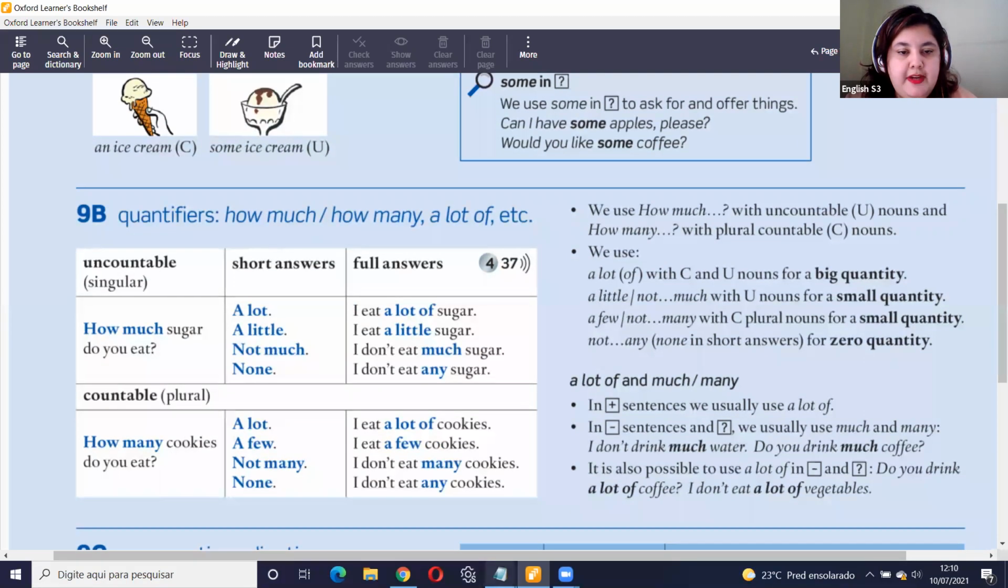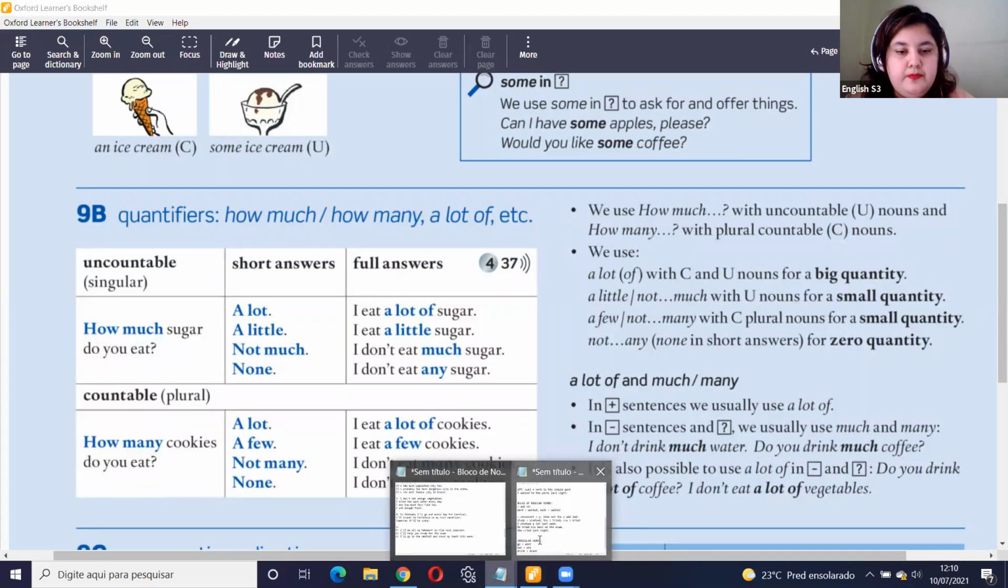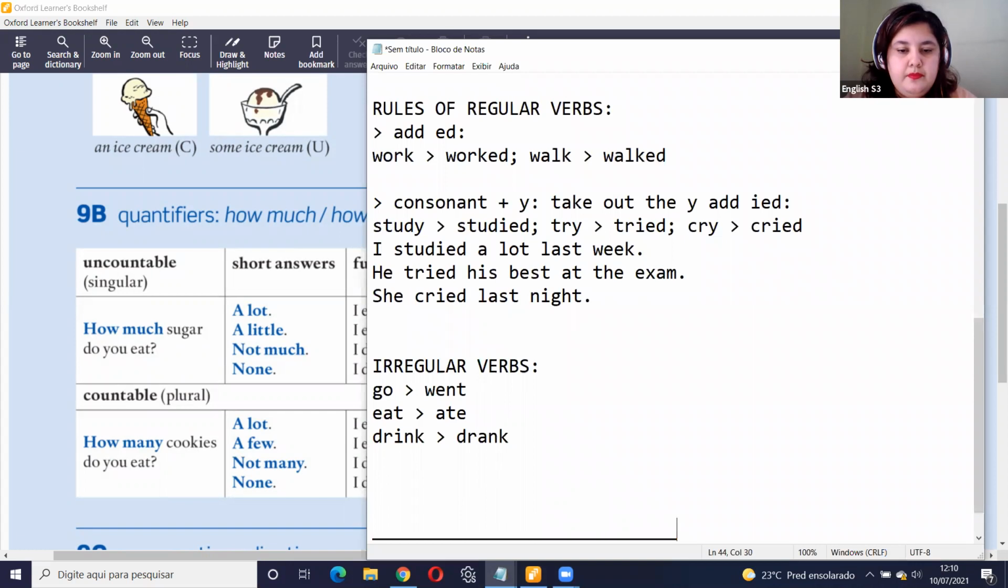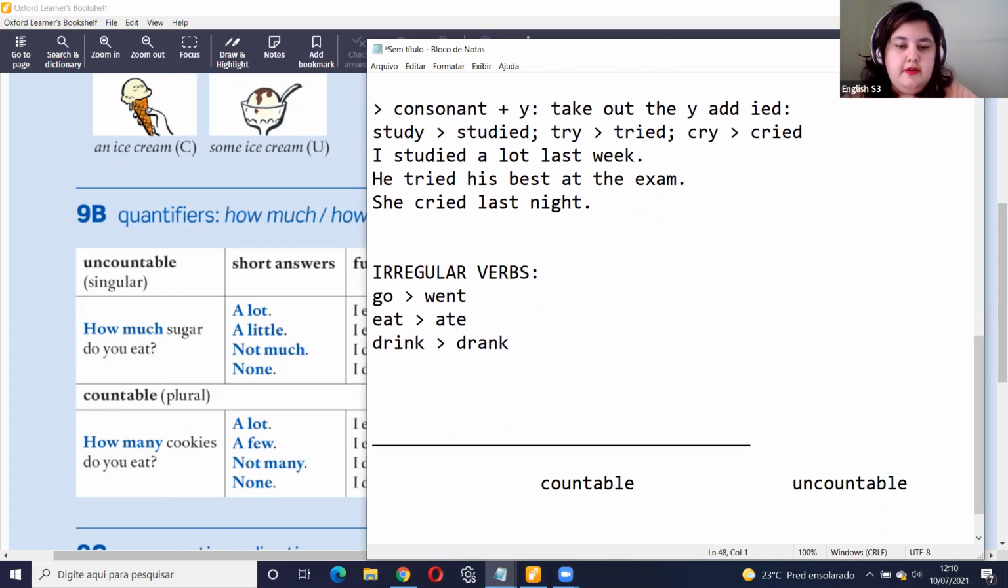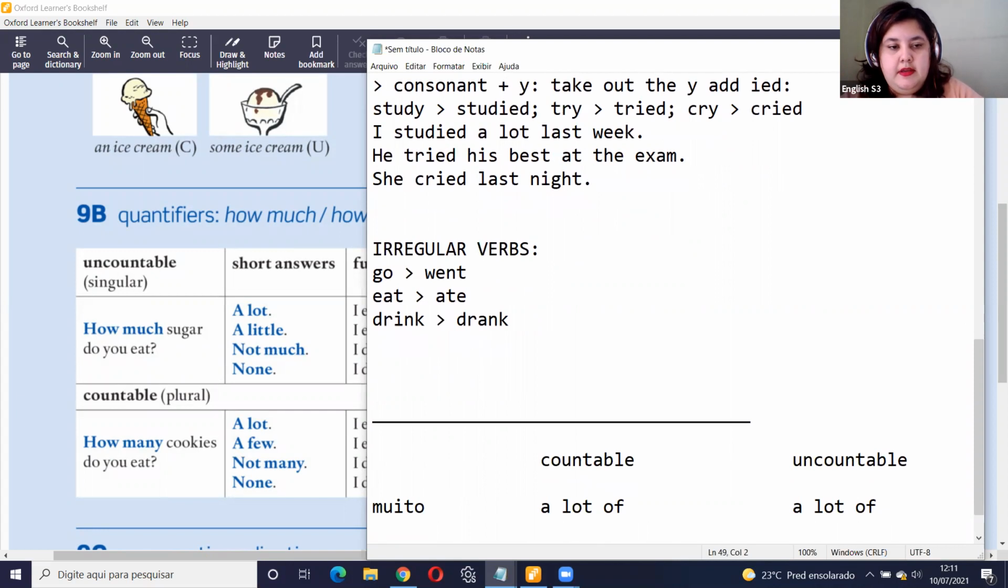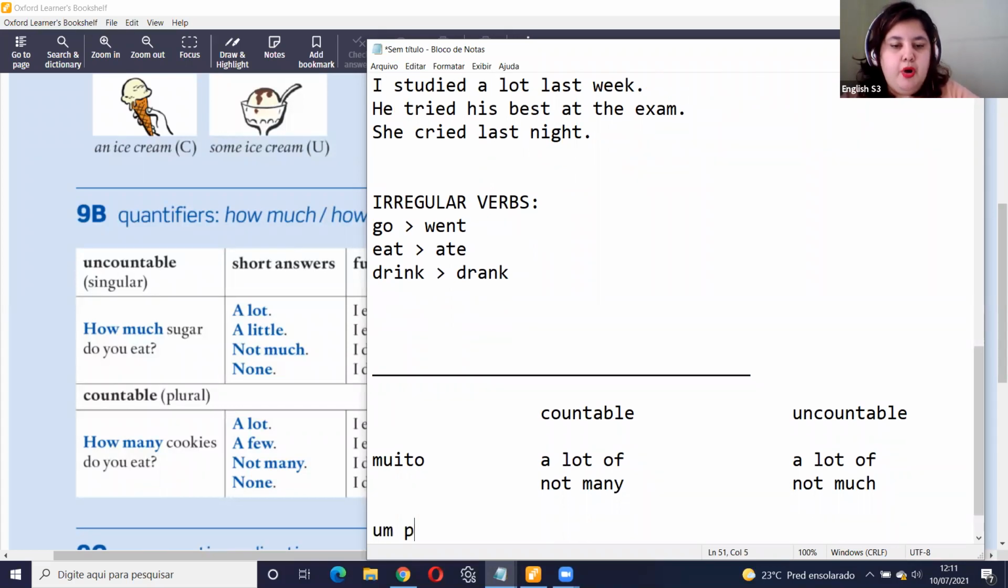Então, vamos lá. A diferença aqui vai ser para countable nouns and for uncountable nouns. For countable, when you mean muito, we're going to say a lot of. For uncountable, you can also say a lot of. If you want to use it in the negative, you can use not many, não muitas, or not much, não muito.